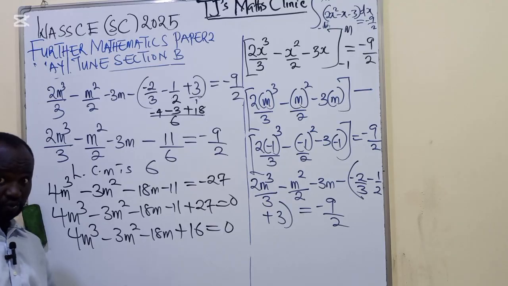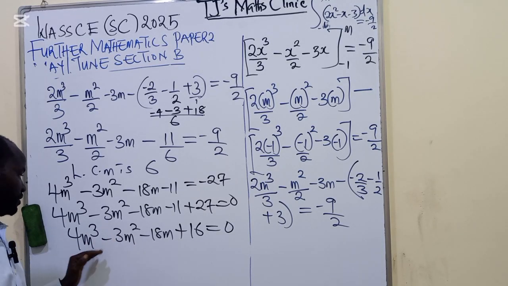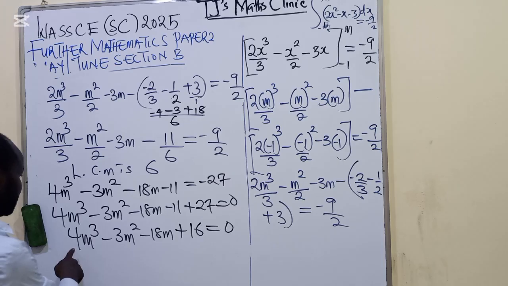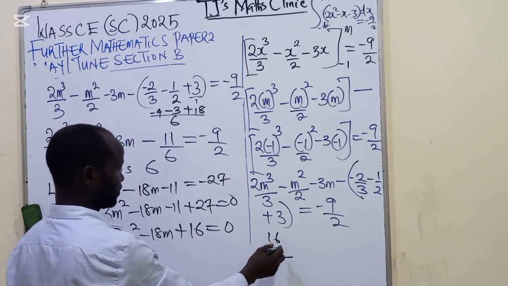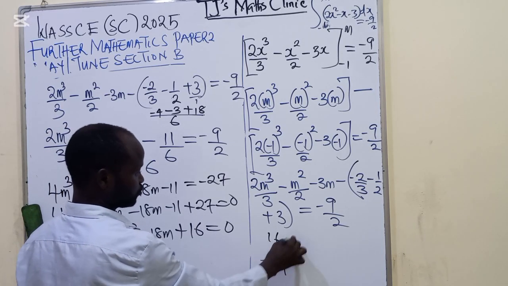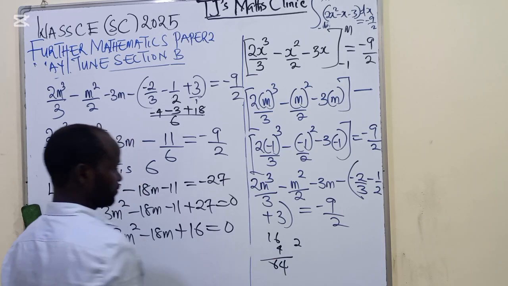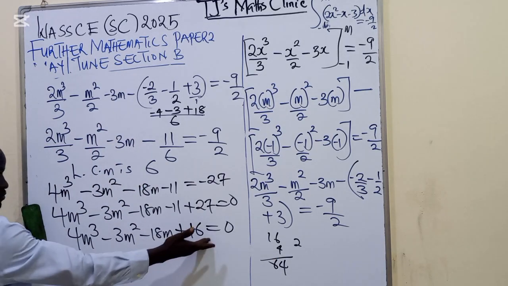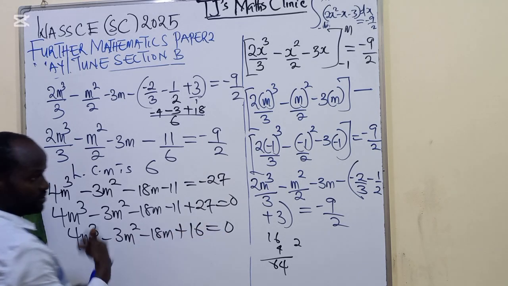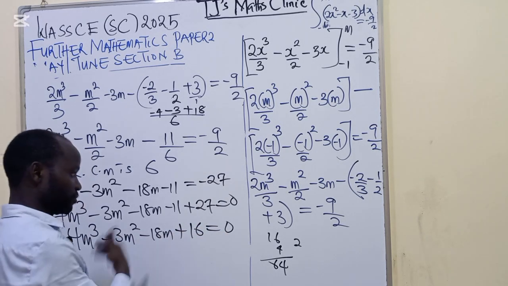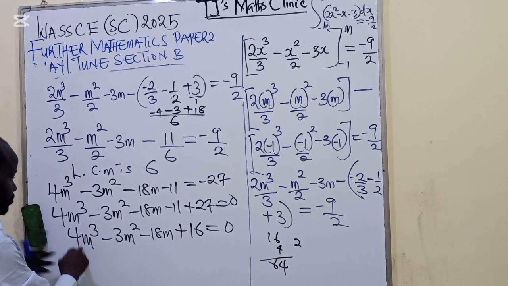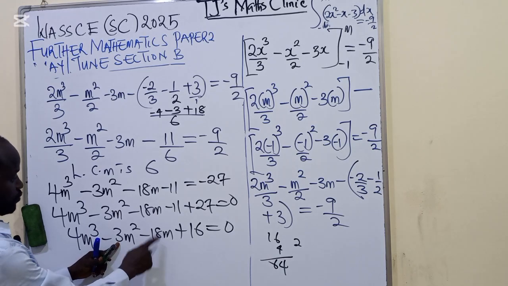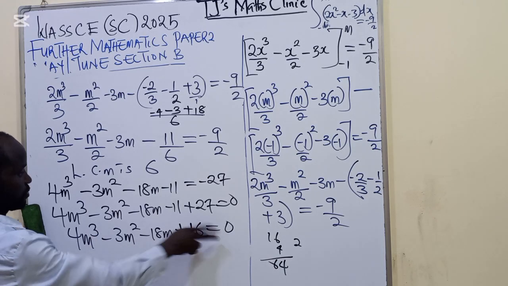We use the trial and error method, or we use synthetic division. Let's use the trial and error method. We multiply the first term by the last term. That's 16 times 4, that is 64. We look at the factors of 64 that, when we substitute into the left hand side, will give us 0. We try plus 1 or minus 1, plus 2 or minus 2. If we substitute 1, this will be 4, minus 3, that's 1, minus 18, that will be minus 17, plus 16, is not equal to 0.